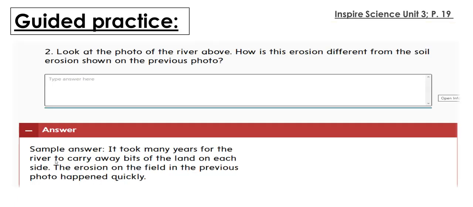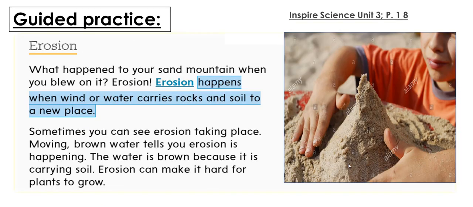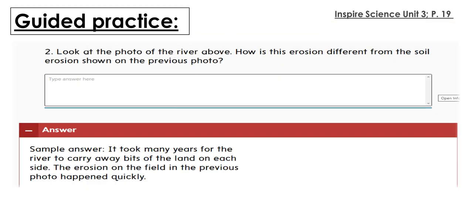Let's see this question. It says, look at the photo of the river above. How is this erosion different from the soil erosion shown on the previous photo? That means, how is this erosion of this river different from the erosion on this picture of the soil or the sand? Well, a sample answer could be, it took many years for the river to carry away bits of the land on each side. The erosion on the field in the previous photo happened quickly.